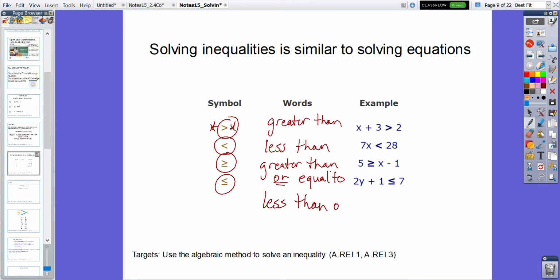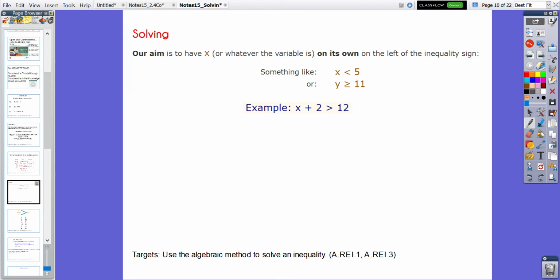I'm not going to run through the examples right now, just because these are examples of inequalities that we can solve. I'll give you a couple of examples in a few minutes. One thing to keep in mind is that our aim is to have our variable, whether x or k or n or d, on its own on the left side of the inequality sign when we go to graph. So something like x is less than 5, or y is greater than or equal to 11.